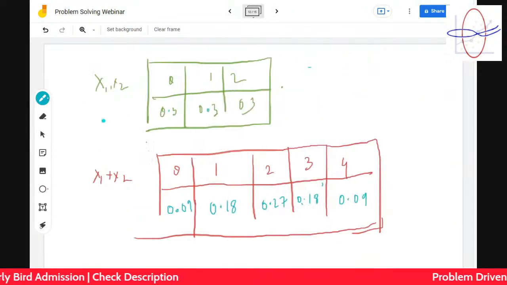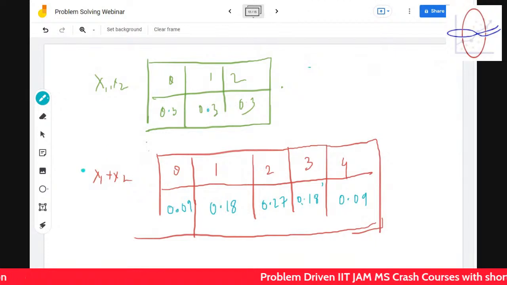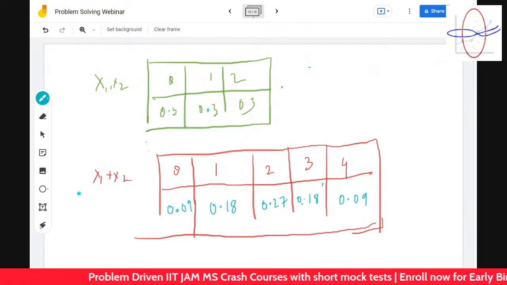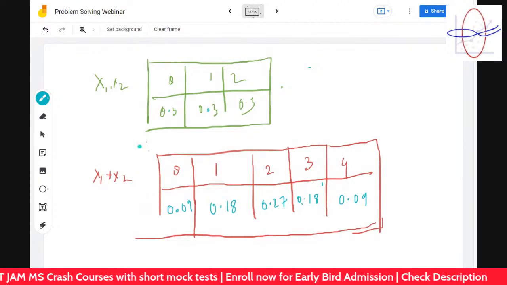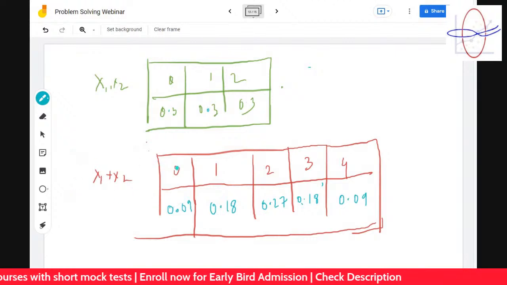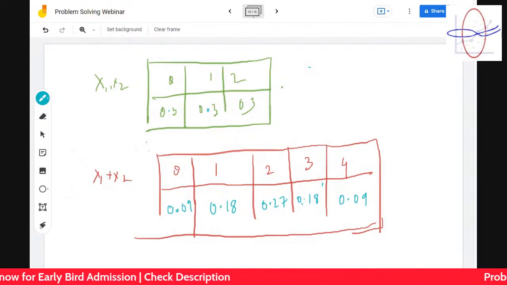So my question is that I have done something wrong over here in calculating the x1 plus x2 probability. So what is that problem? What is the problem I did? Can someone point it out?